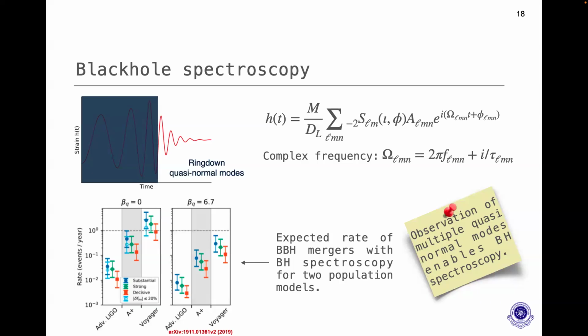These are multiple quasi-normal modes. That's why, for modes, there are exactly three indexes.